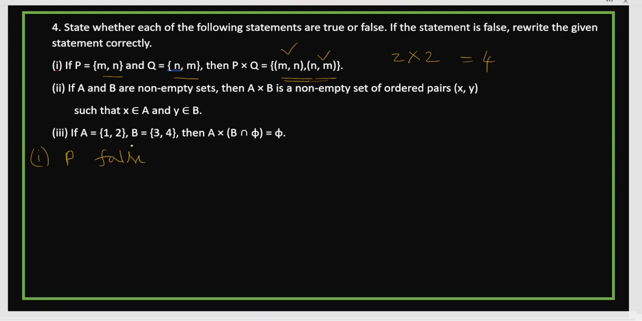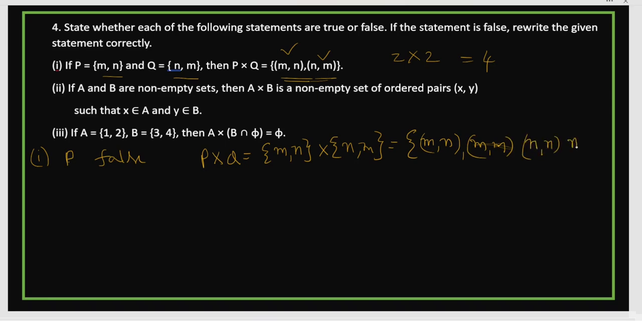So correct this. P into Q equals what? You simply write the Cartesian product: MM, MN, NM, and NN. So four elements will be there, four ordered pairs within that. This is the Cartesian product of P and Q.